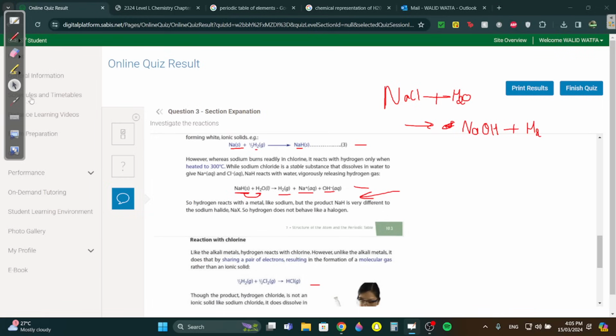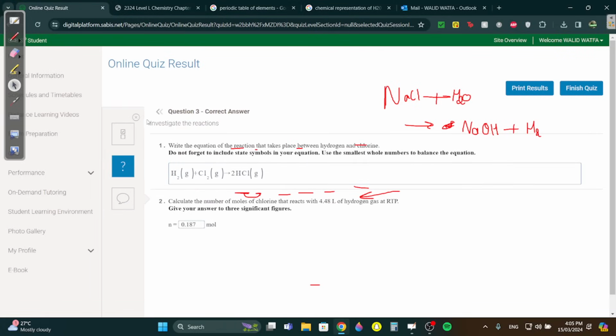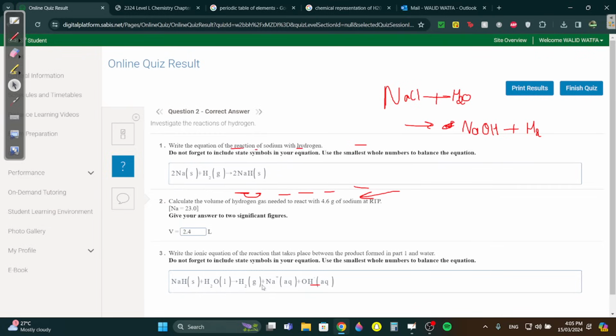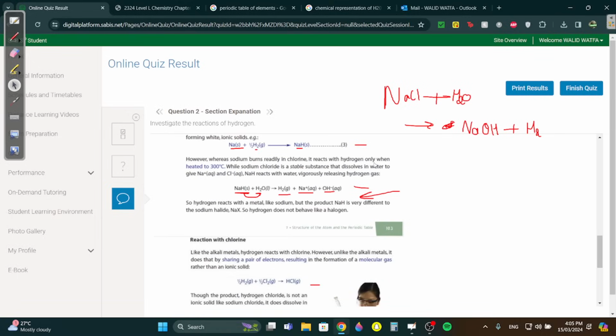I don't know why, in the quiz they didn't allow me to write it. Like in the quiz, I think it's question 2, they wrote it Na and OH, they separated it, but you should be allowed to write it as one complete one. I don't know why they didn't let me. Anyway, until we get there.